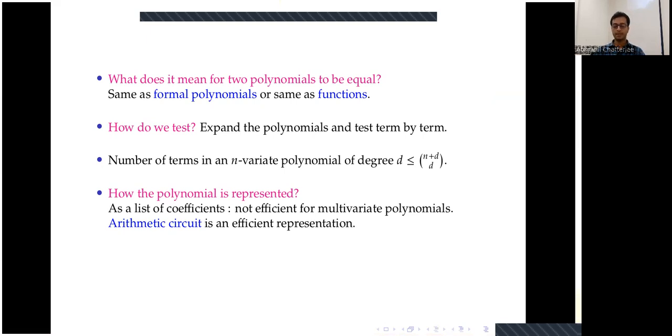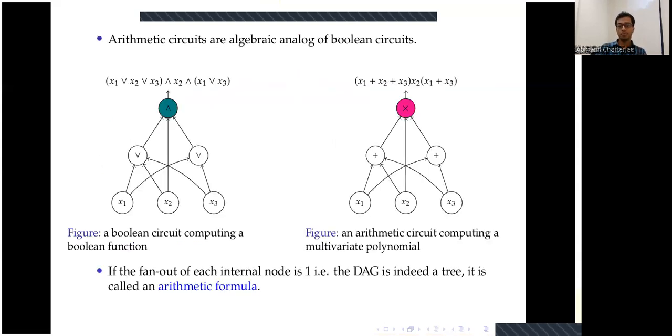How is it represented? If the polynomial is given to us as a list of coefficients, then polynomial identity testing is easy. We can just scan the coefficient vector and do this in time polynomial in the input size. But in this case, we use an arithmetic circuit, which is a succinct representation of this multivariate polynomial. So what is this arithmetic circuit? If you are familiar with Boolean circuits, you can think of it as an algebraic analog of Boolean circuits.